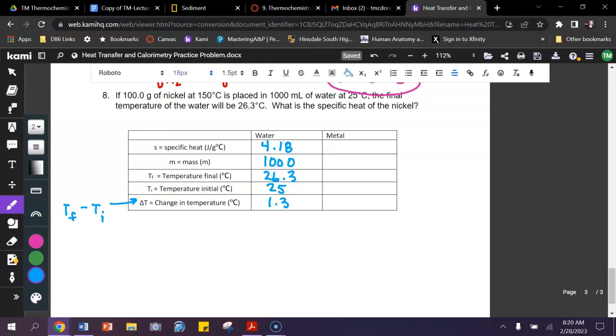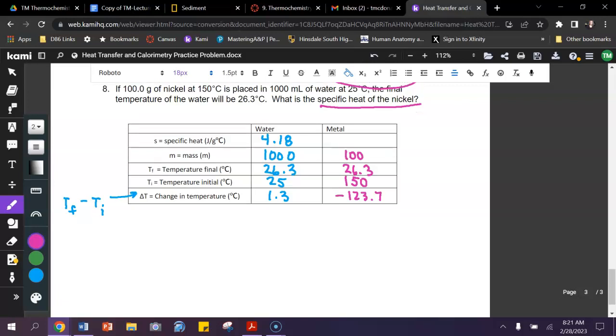Now let's fill out what we can for the metal. Well, we already know that we're looking for the specific heat of nickel, so we're not going to fill anything out in this box. The mass of our metal is 100 grams. Our final temperature is 26.3. But our initial temperature of the nickel was 150 degrees. When I subtract these two, I get negative 123.7. And so again, that negative sign means that our nickel lost heat to the water.